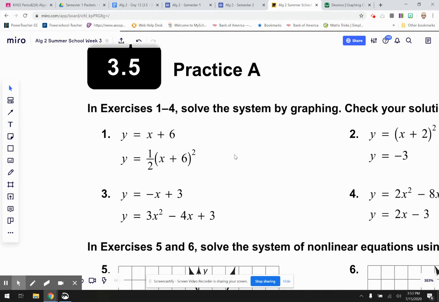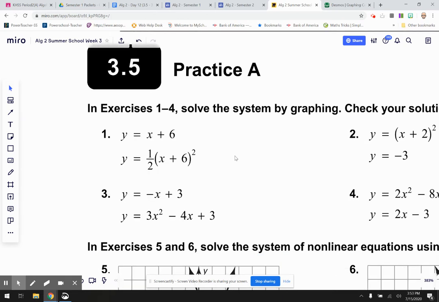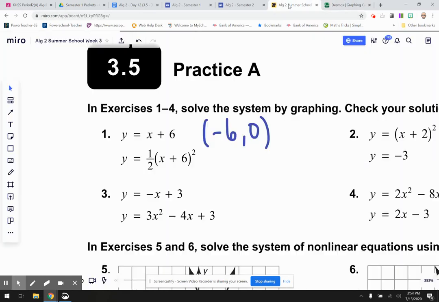So on the worksheet that you have, you should write down the answer next to it. So we would put negative 6, 0. Oops, hold on a second. Sorry about that. Okay, so negative 6, 0 is 1 point. And the other one was negative 4 and 2. So negative 4, 2.